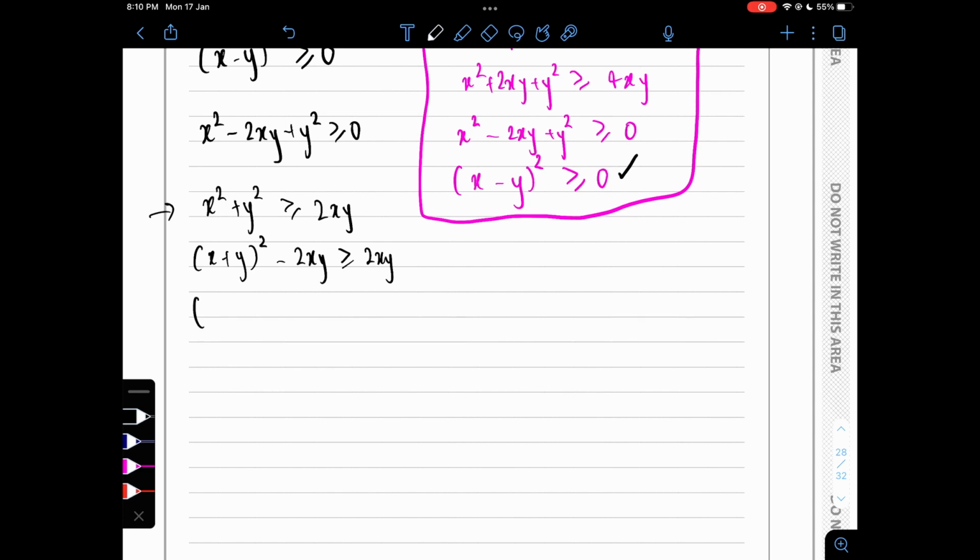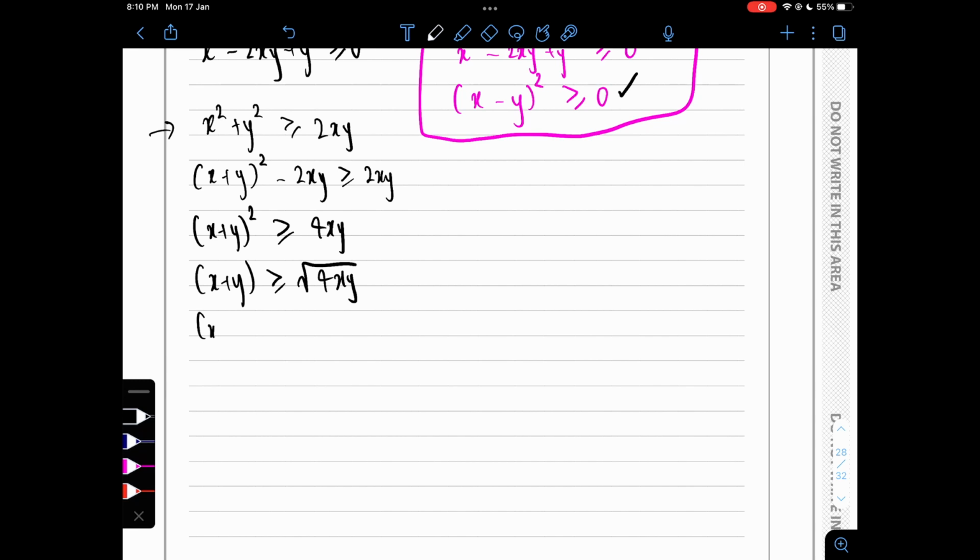And then this becomes (x + y)² is greater than or equal to 4xy. When we square root it, we get x + y, well, not like that, square root 4xy. This gives us x + y greater than or equal to 2√(xy), and then we get (x + y)/2 greater than or equal to √(xy).